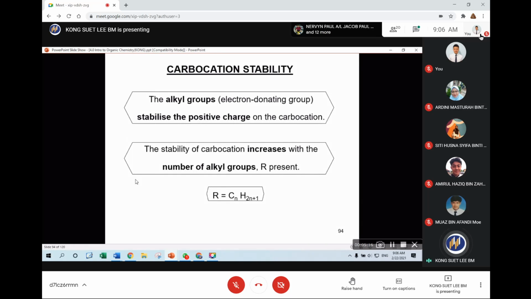Okay, this is the explanation. The alkyl group is an electron donating group, which can stabilize the positive charge on the carbocation. So the stability of the carbocation increases with the number of alkyl groups. The alkyl group can be represented with the symbol R. So this is the explanation. Please jot down. Madam wants you to explain this question.